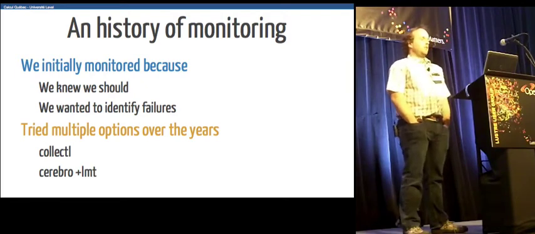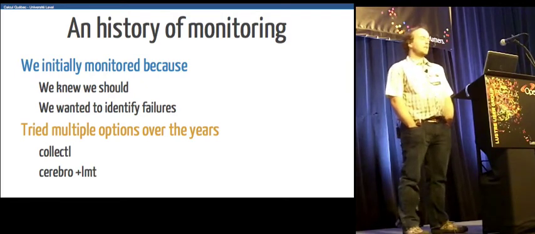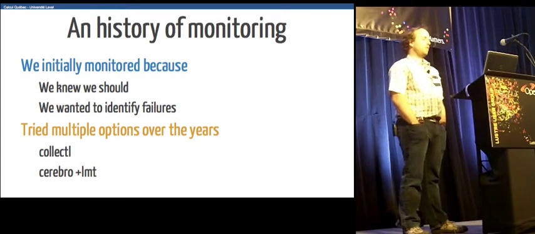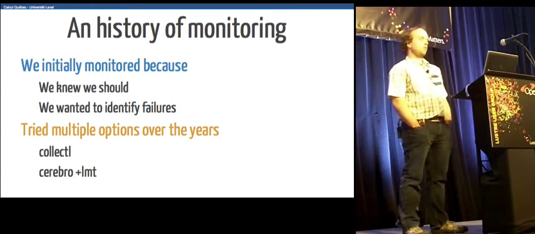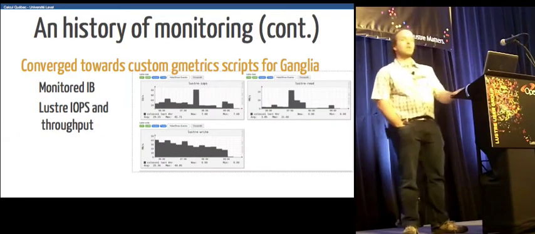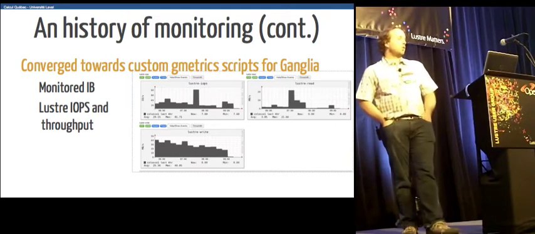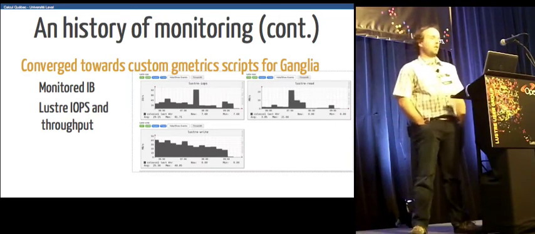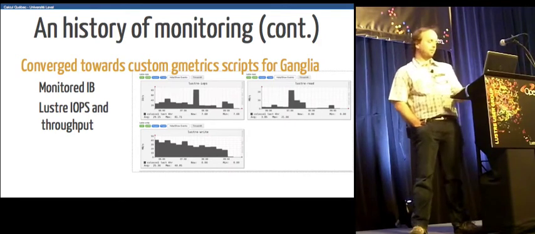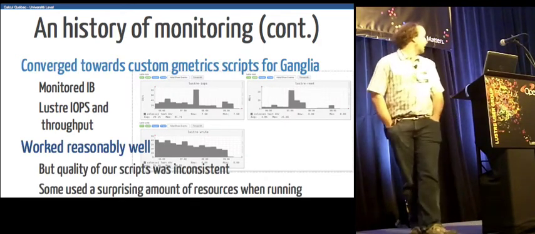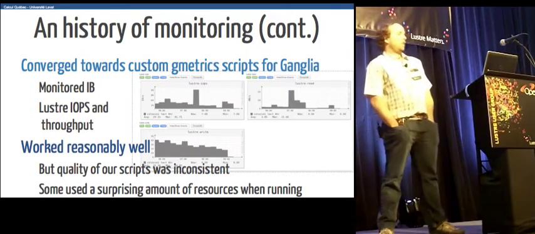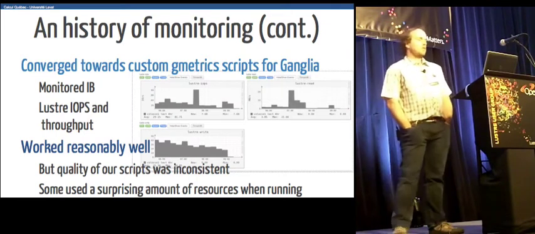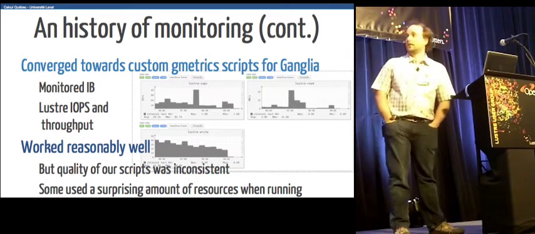Over the years, we played with a lot of options to monitor these things. We used collectl for a while and LMT with Cerebro for a good while also. In the end, we converged toward using Ganglia with custom gmetric scripts for Lustre and monitoring IB. That worked fairly well. The Ganglia interface was doing most of the things that we needed it to do for that at the time.